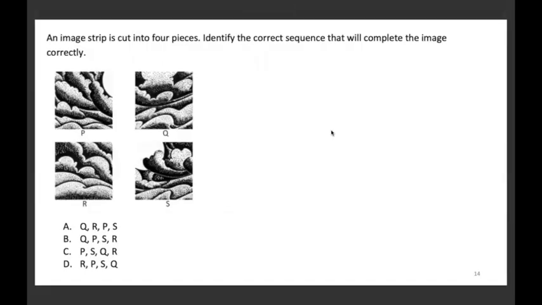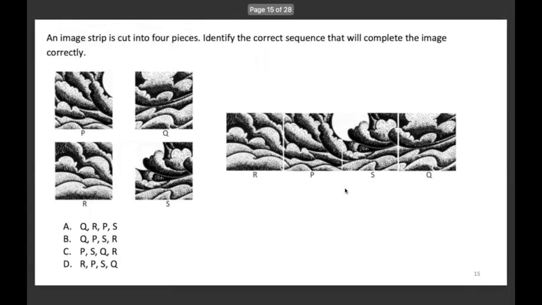An image strip is cut into 4 pieces. You have to identify the correct sequence that will complete the image correctly. What is the correct sequence that will complete the image correctly? Okay, here we basically trace the edges. When you start tracing the edges and start keeping the images below, you will find that the correct sequence appears like this as R, P, S, and Q. So the correct answer is option D here.